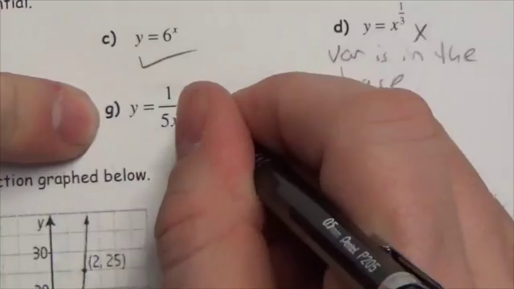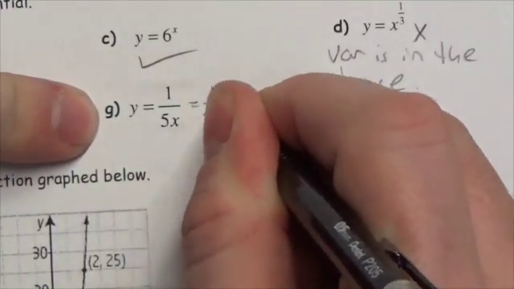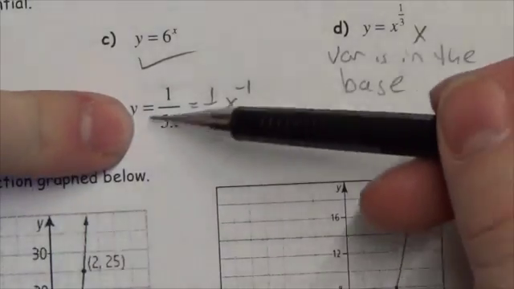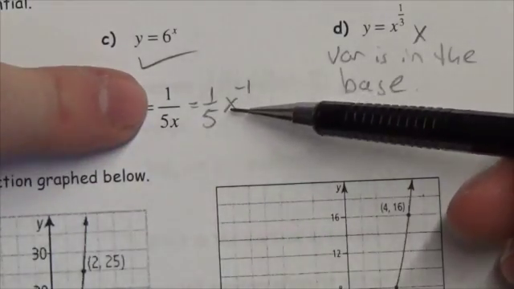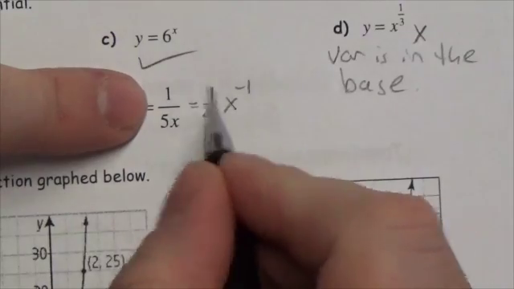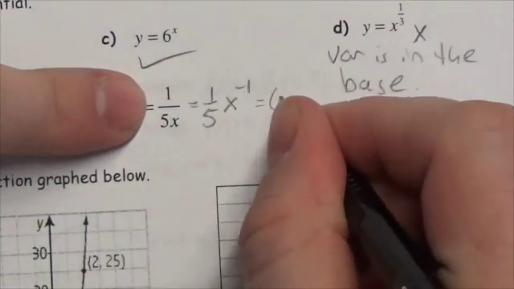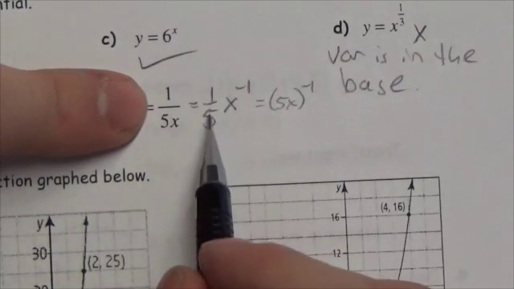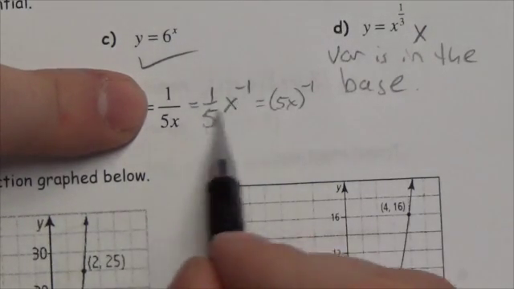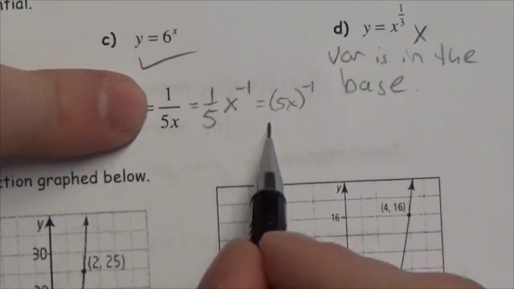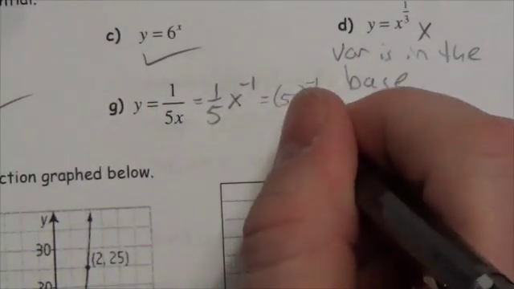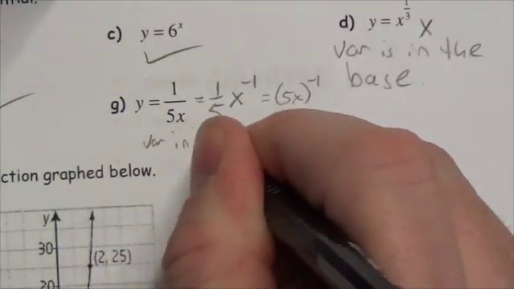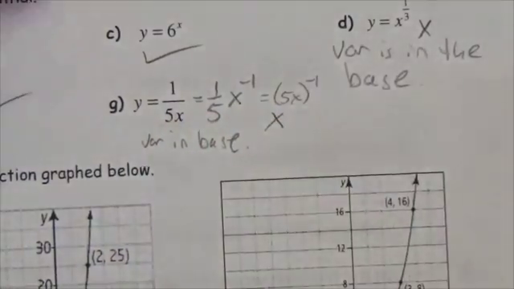No, this isn't. This could be rewritten as 1/5 x to the -1. Notice when I did that, I did not bring the 5 with it. I could have, but if I did, I'd have to put brackets around it. I could have written it like (5x) to the -1, but I certainly couldn't have written it as 5 times x to the -1 without the parentheses. Again, notice that the variable is in the base here, so no, this is no good. Variable needs to be in the exponent.